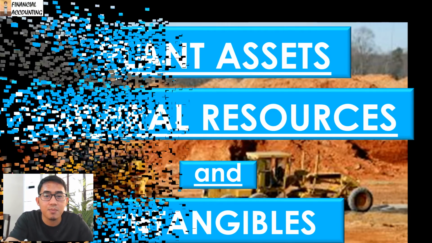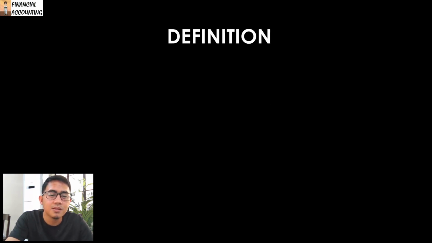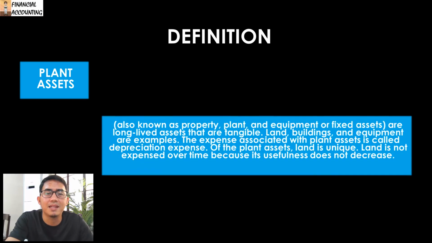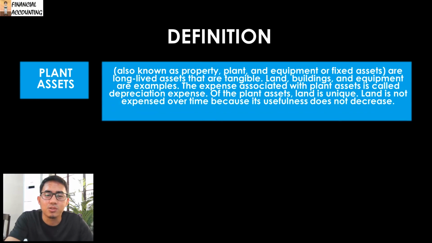Now we'll discuss them one by one. I will touch a little of intangibles later. So the definition of plant assets, this is also known as property, plant, and equipment. In other books, the term property, plant, and equipment is used, or fixed assets. They are long-lived assets that are tangible. Tangible meaning you can touch it. Land, buildings, and equipment are examples.